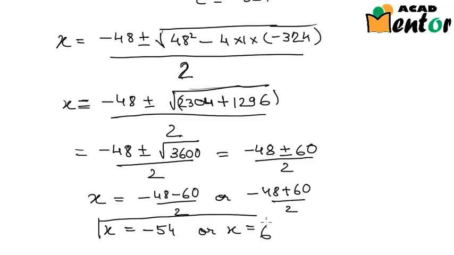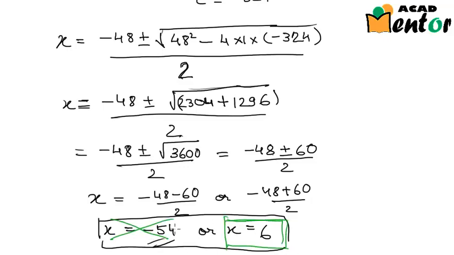So these are the solutions that we have. X is either equal to minus 54 or x equal to 6. But then if you remember, x was the speed of the stream and it cannot be negative. So we can easily say that this is our final answer. So we have eliminated this answer and the only answer left with us is x equal to 6 kilometers per hour. So that is the speed with which the stream is traveling.